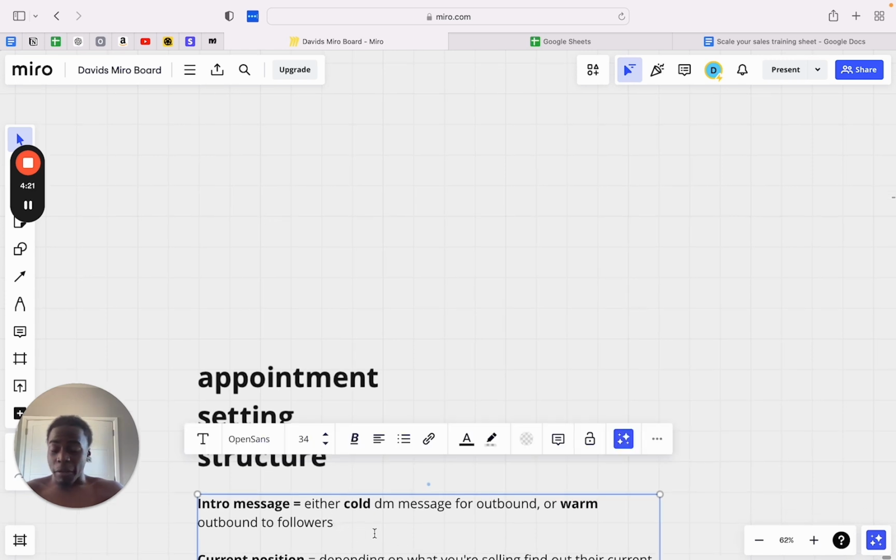So basically the first part of the flow is your intro message, either a cold outbound message or a warm outbound message to followers, likers of your story, or even inbound messages, people DMing your client, asking for their services or asking for help already, okay? So let me add that: inbound.